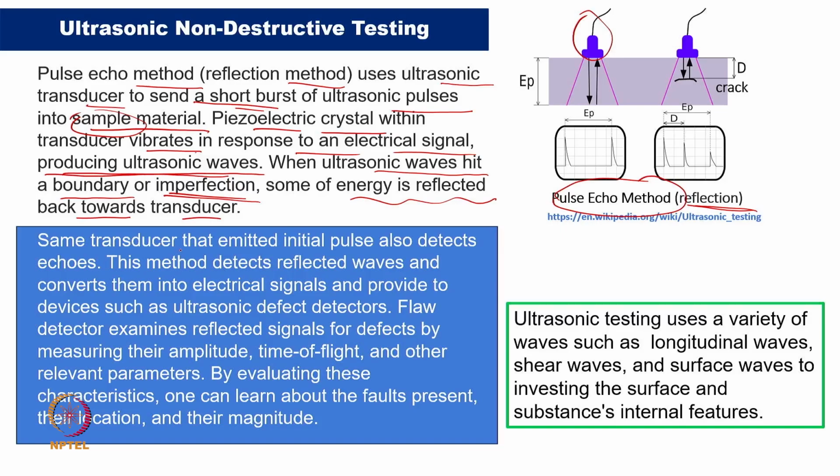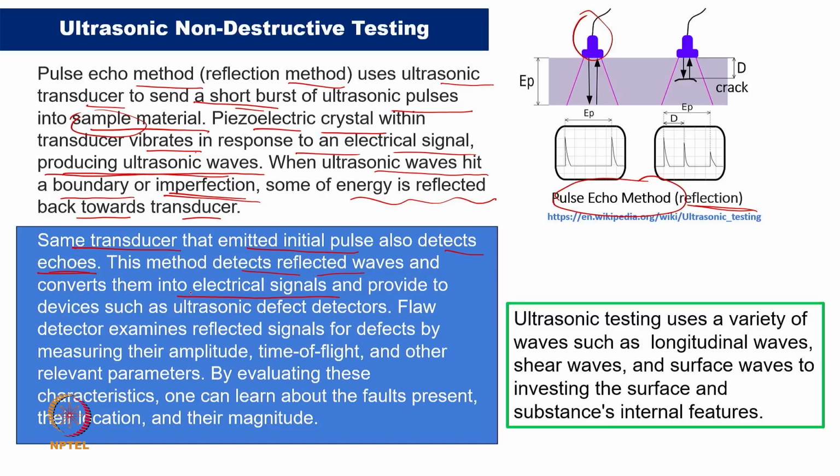So, lesser equipment, but more on the software side, more on the coding side, has to be better and better compared to other methods. In this case we can say the same transducer that emitted the initial pulse also detects the echoes, or maybe say the reflection; echo is a reflection. So, this method detects reflected waves and converts those waves into electrical signal.